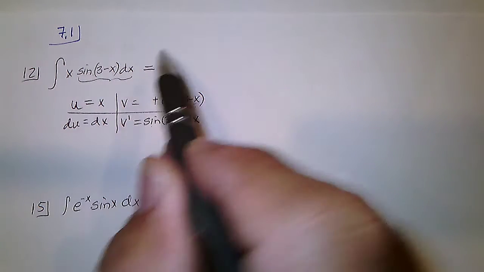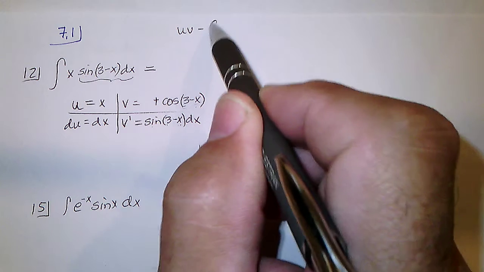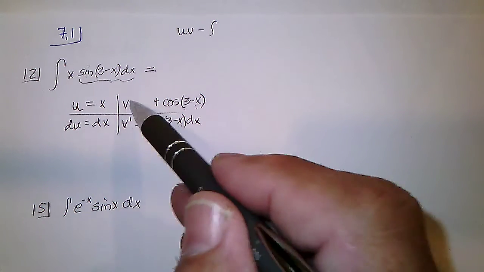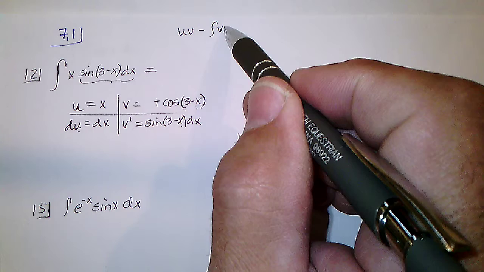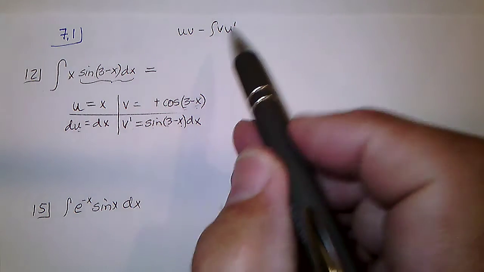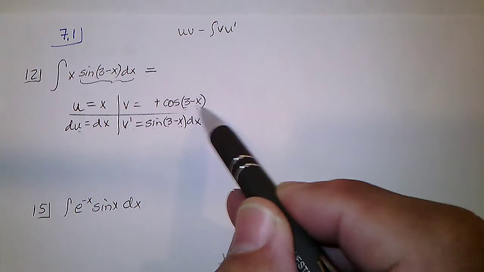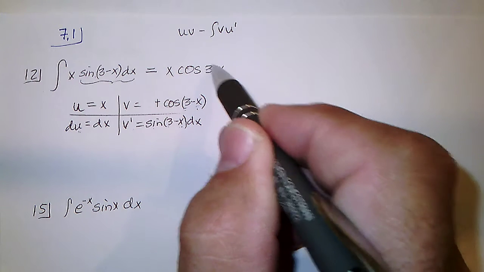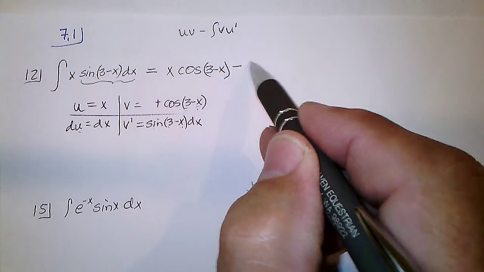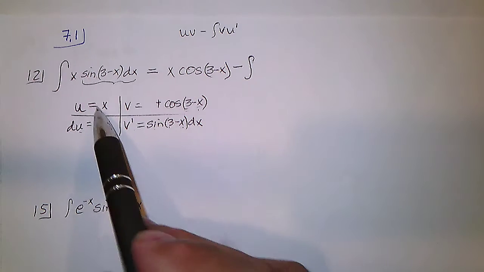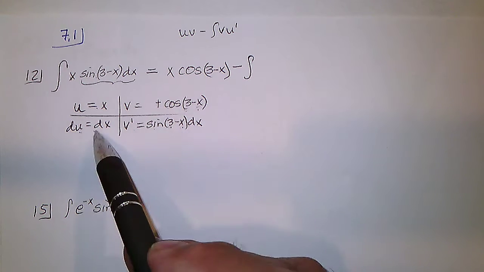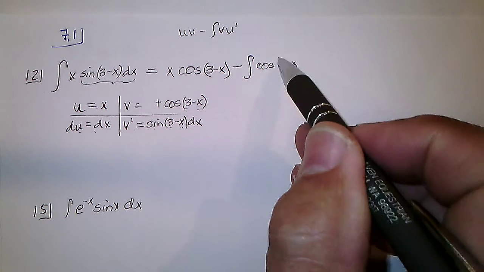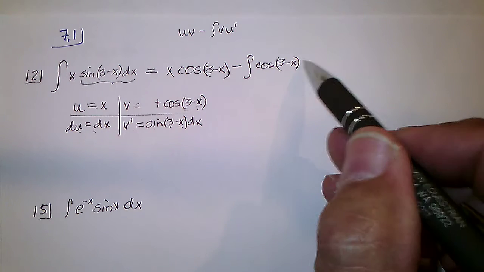So this becomes, according to the rule, uv minus the integral of, we used u and dv, so now we're going to use v and du. So uv would be x times that, so it's x cosine of 3 minus x minus the integral of, I used these to set up, so I'm using these two, cosine of 3 minus x and dx.